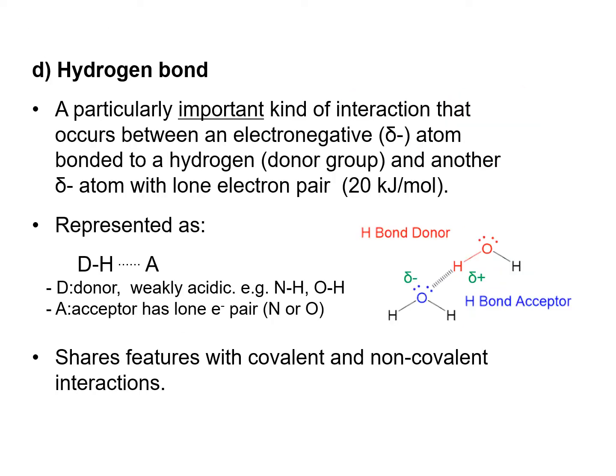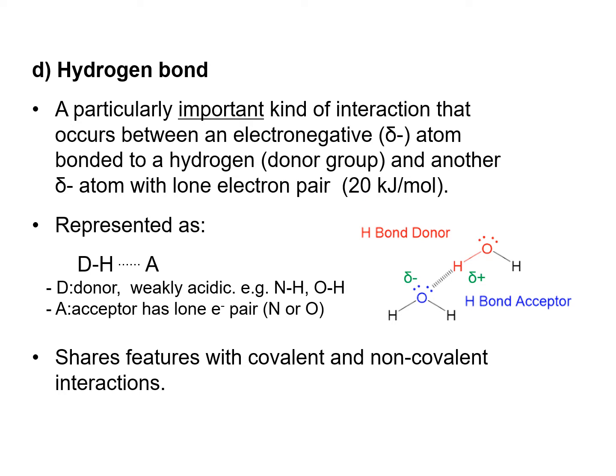Another type of non-covalent interaction is the hydrogen bond, which is a particularly important kind of interaction because of its critical role in mediating biochemical reactions. This hydrogen bond occurs between an electronegative atom bonded to a hydrogen, which forms the donor group, and another electronegative atom with a lone electron pair. And this hydrogen bond is 20 kilojoule per mole, which is relatively higher energy compared to the other non-covalent interactions.